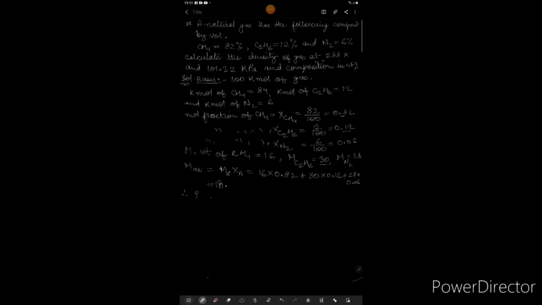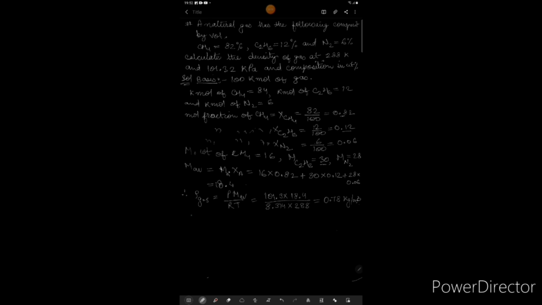Therefore density of gas equal to P M average by RT. P given is 101.3 into M average is 18.4, and R is 8.314 into T is 288. So density of gas is 0.78 kg per meter cube.